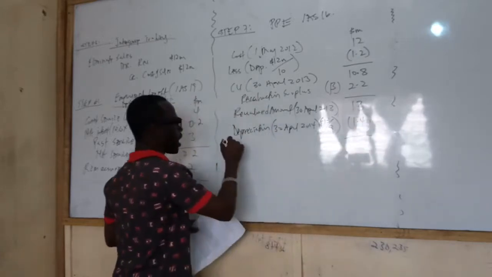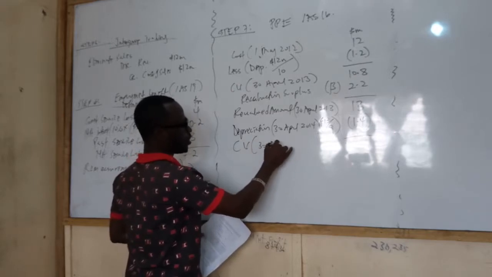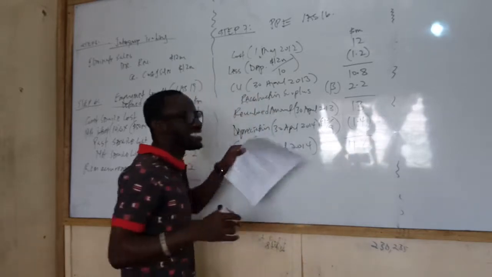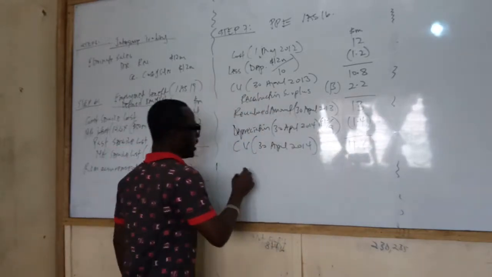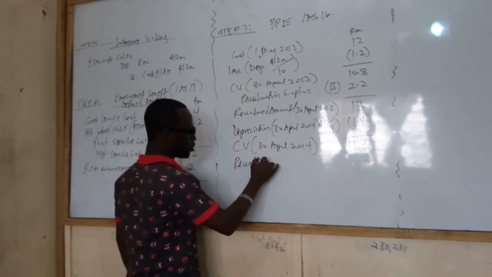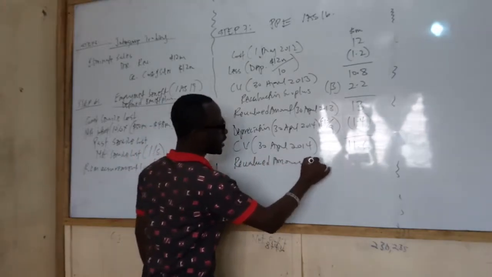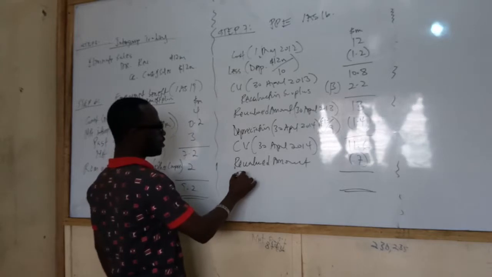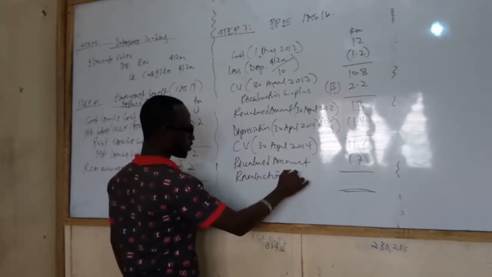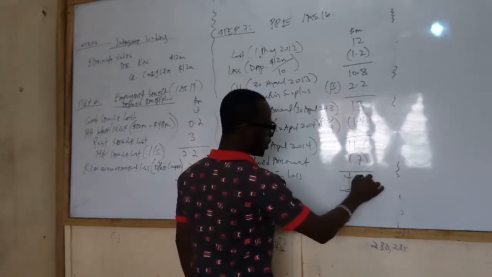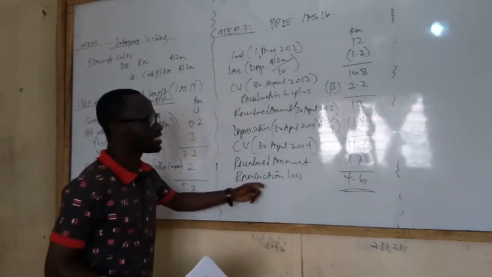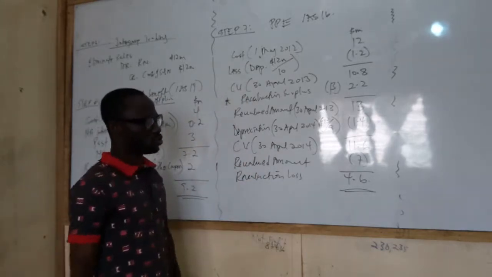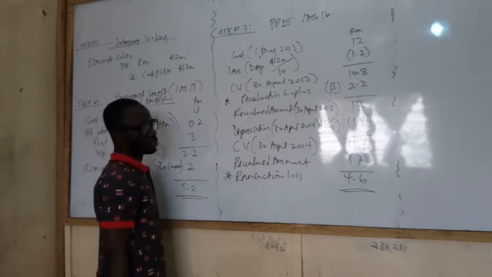We take it out. So carrying amount at 30th April 2014, what do I have? 11.6. At that same date, we are told that it has been revalued. So the revalued amount on that same date is 7. So meaning we are now going to get a revaluation loss of 4.6. But remember, that asset in the previous year, you had recognized a revaluation gain of 2.2.